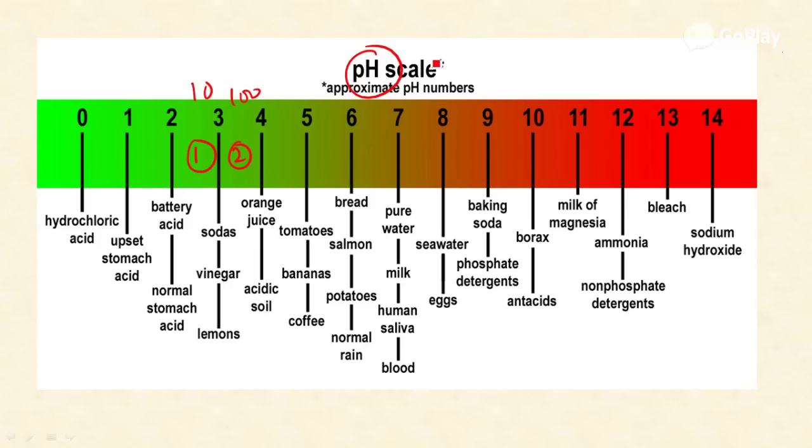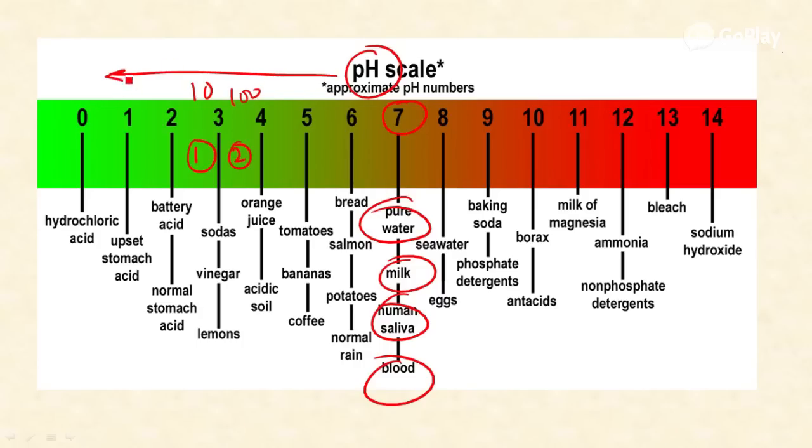So here we consider pH 7 as the neutral pH. Various examples include pure water, milk, human saliva and blood. And less than 7 pH is considered as acidic. So as we move lesser and lesser towards pH 0, that solution is considered more acidic, and also more than pH 7 is considered as alkaline.